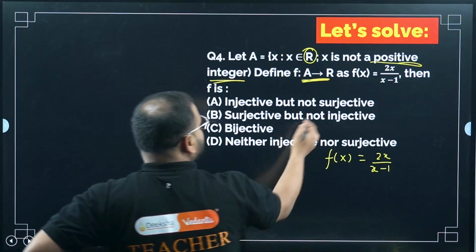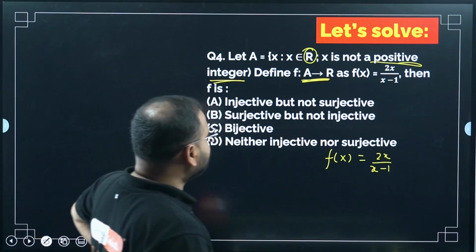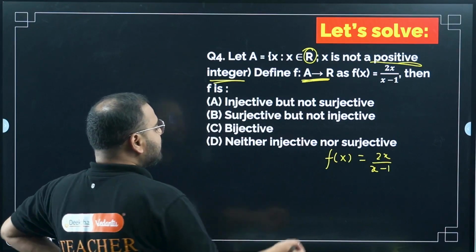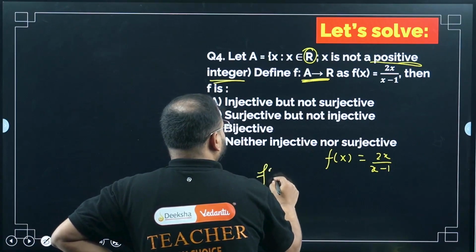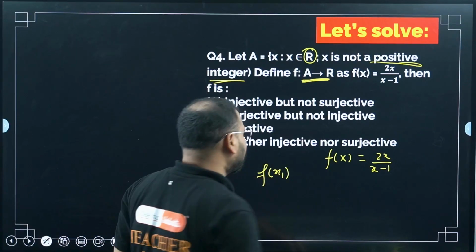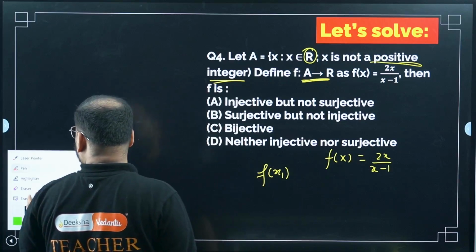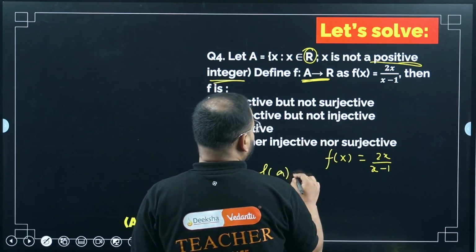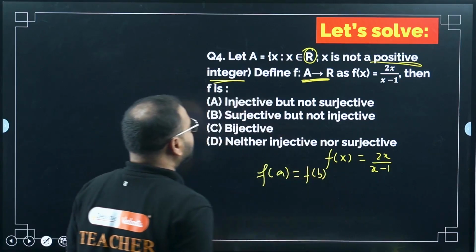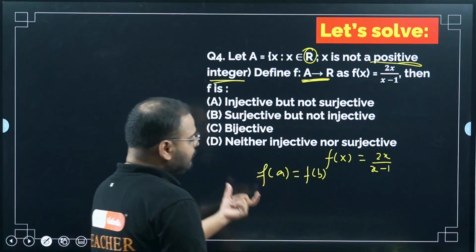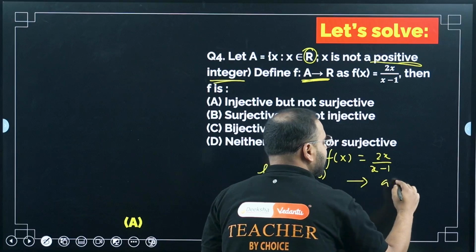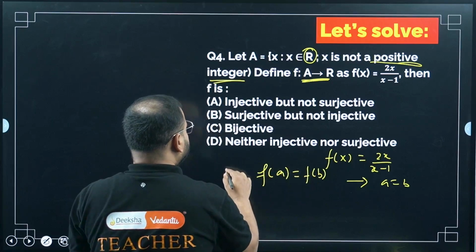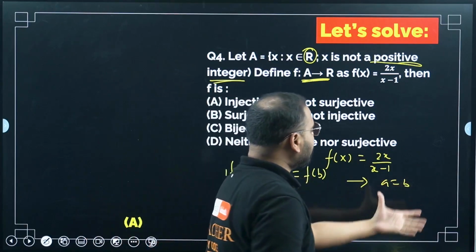Now we have to check whether injective or surjective or not. Can it be injective? So how will you check injective? 1 1. How will I check 1 1? Let me take it as f of a. If I take f of a equals to f of b, then for it to be 1 1 or injective, I should get a final result as a equal to b. If f of a equals to f of b, then a has to be equal to b.